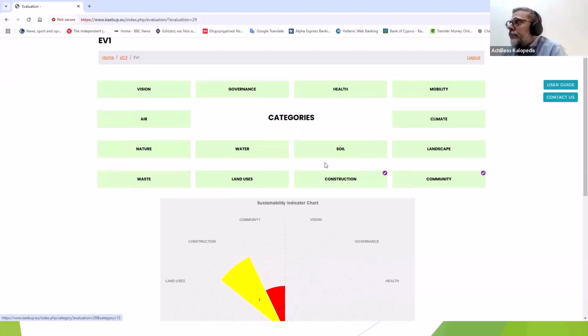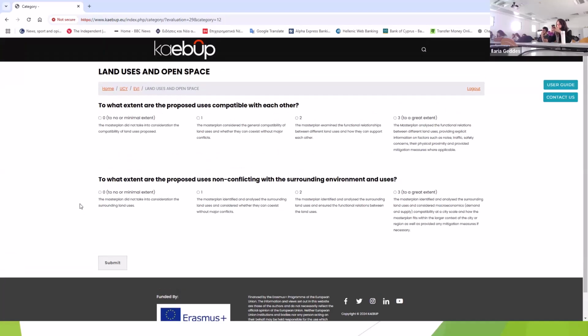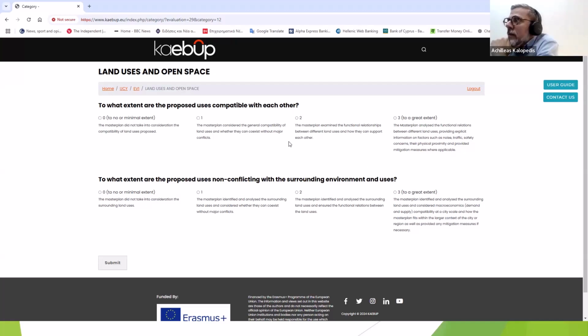So let's go, for instance, in, let's do, I don't know, land uses. Very slow. Okay, land uses only has a couple of questions. Some teams have 4 or 5, some have 2. It depends. So the first question is whether or not the proposed uses are compatible with each other, and then we'll have to pick an answer which closely resembles our design. And question number 2 is to what extent the proposed uses are not conflicting with the surrounding environment and uses. Okay, so let's do a couple just so you see how it works.